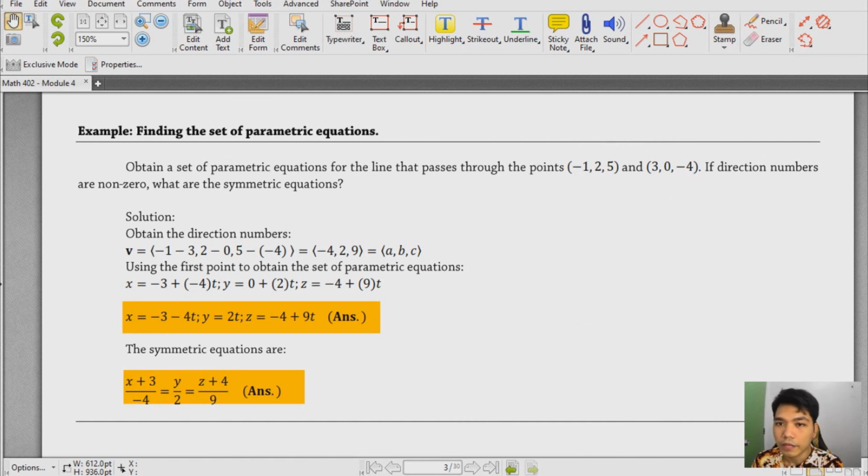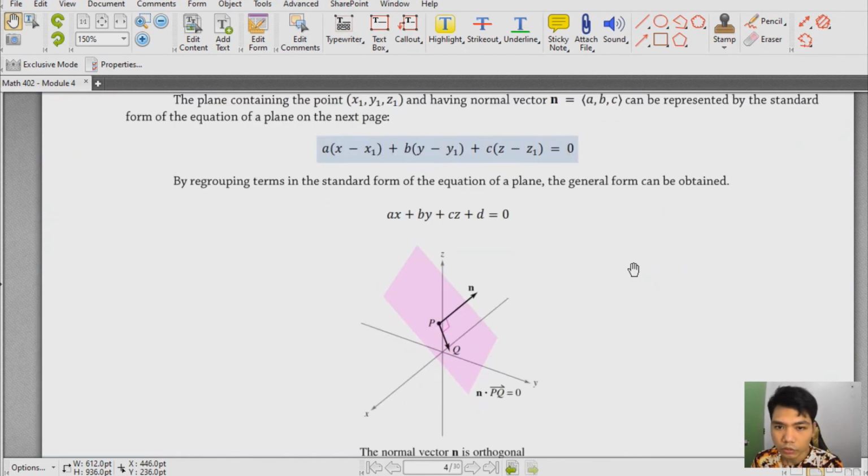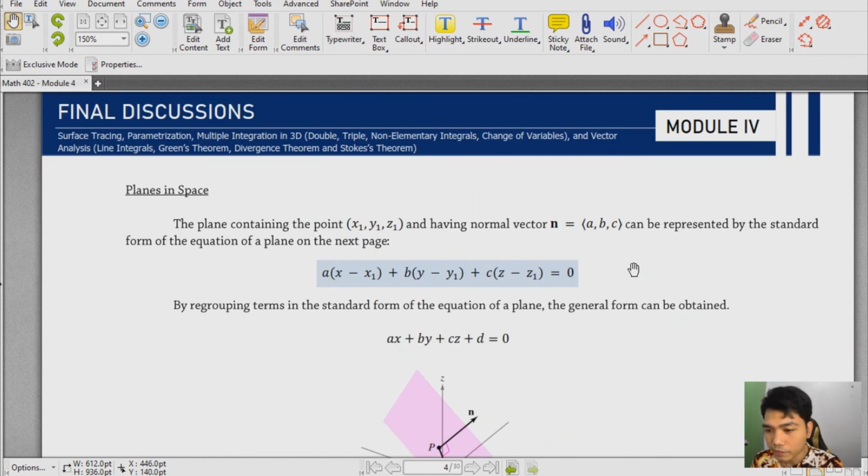Okay? So, that's it for the easy parametrization of 2 points. So, pag may 2 points kayo, just designate A and B and then determine the parametric equations. So, we can now move forward to planes in space.